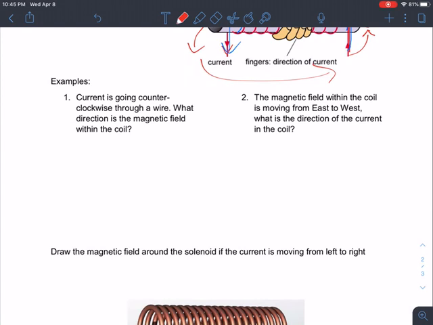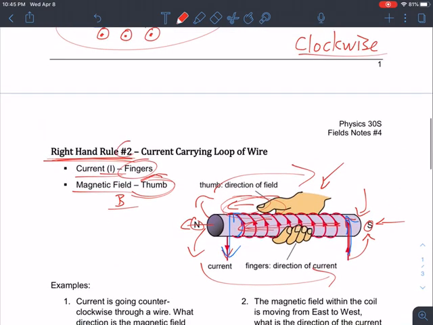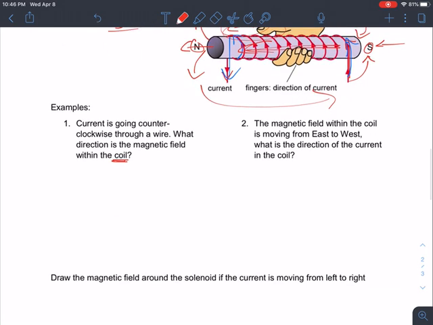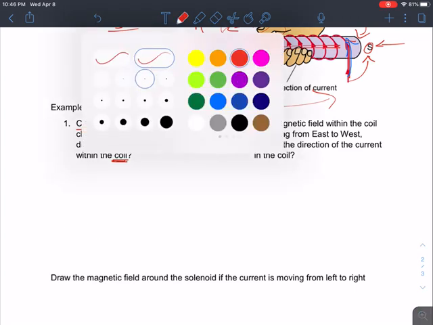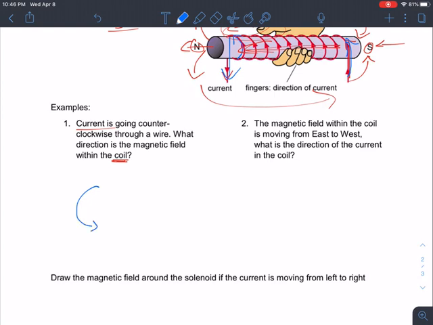If current is going counterclockwise through the wire, what direction is the magnetic field within the coil? So now this is a coil, so we're using right-hand rule number 2. Okay, so get your hands out and start thinking. Just be careful. Current is going counterclockwise. Counterclockwise means we start at 12 and we go backwards, right? This is the direction of the current. I should do that in blue, just to be consistent. The current is going this way. That's I. Okay? What direction is the magnetic field?